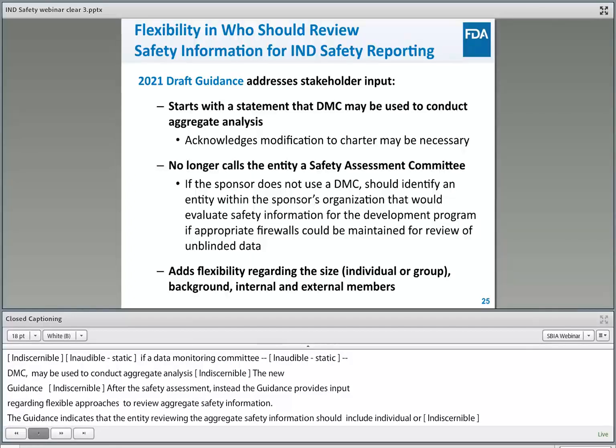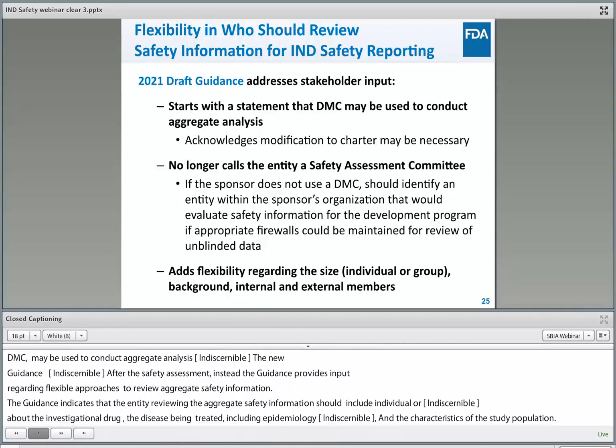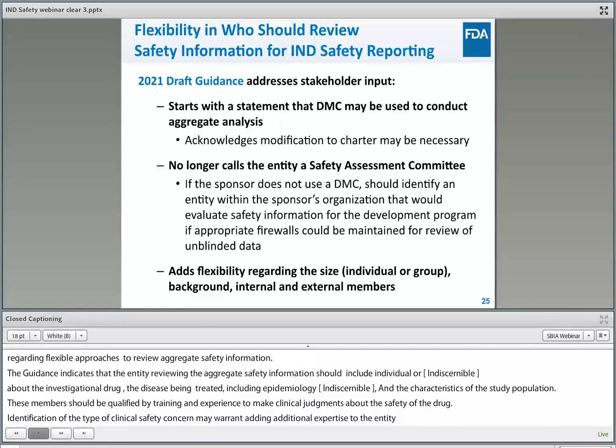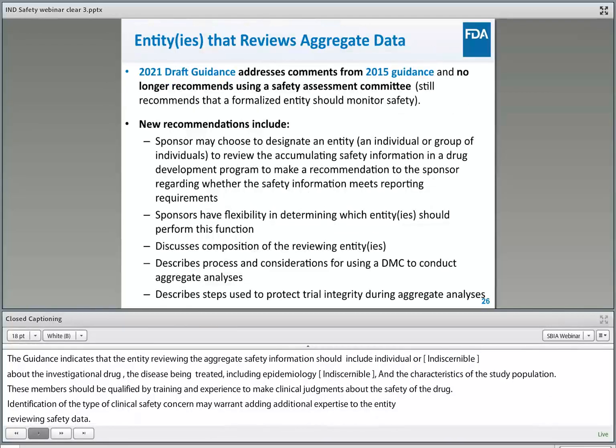Identification of a new type of clinical safety concern may warrant adding additional expertise to the entity reviewing safety data. The roles and responsibilities of each individual or group of individuals in the entity should be clearly defined in the plan for safety surveillance.